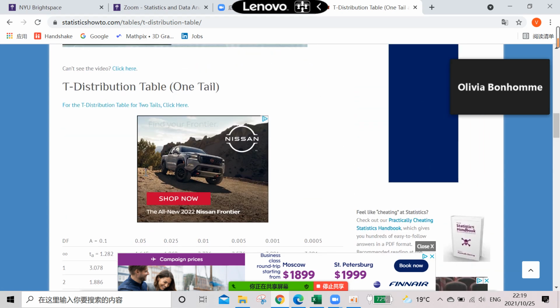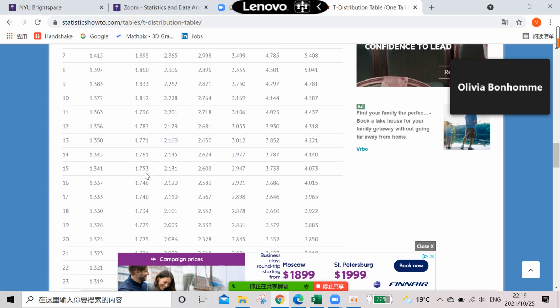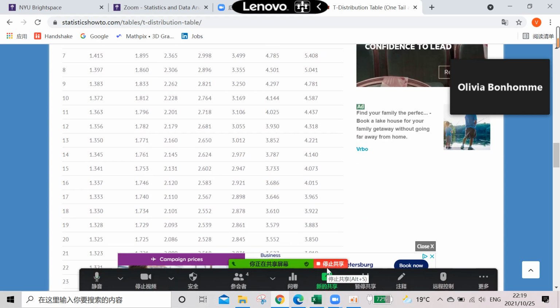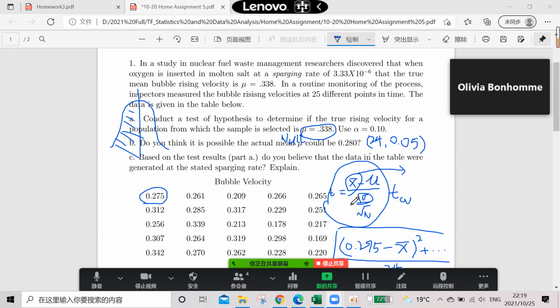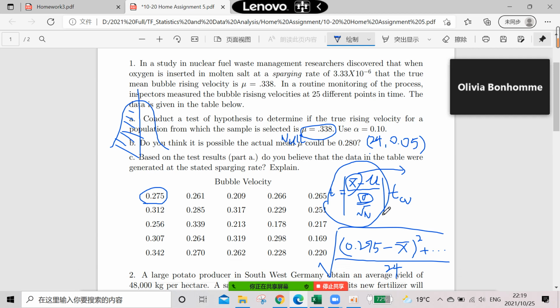Would that be negative or positive? It's always positive. When you calculate your t value, I'll stop sharing this and share the homework. When you calculate the t value, you will always want to find the absolute value of t. The reason is the t distribution is symmetric, and it doesn't matter whether it's a negative or a positive one. By putting absolute value notation here, you will always get a positive t value, and the answer stays the same whether it's -2 or +2.